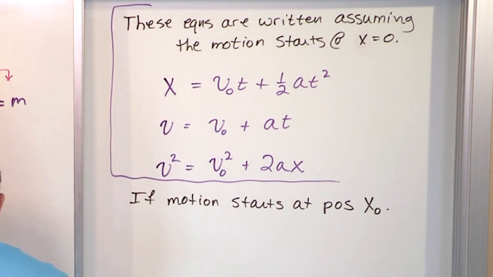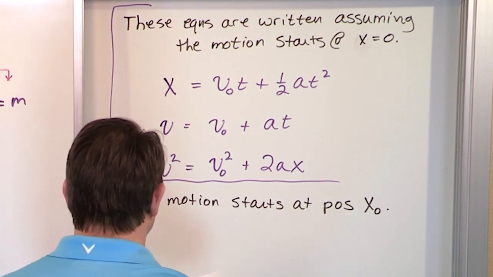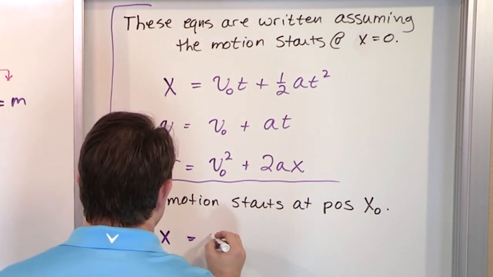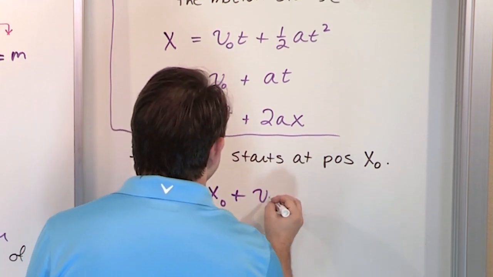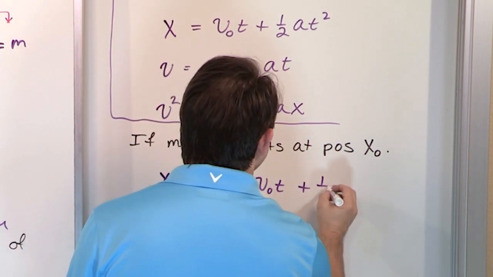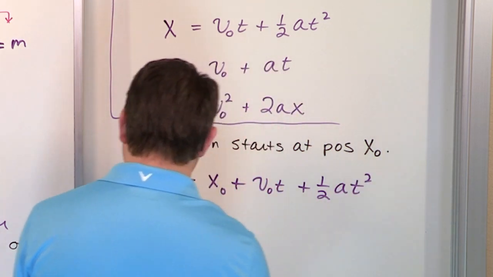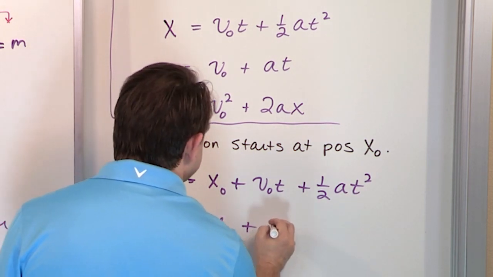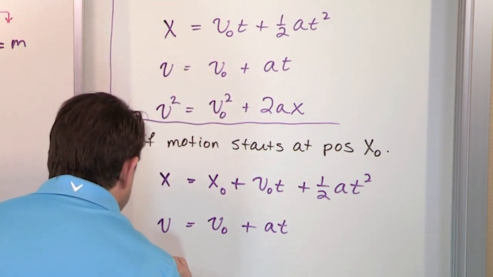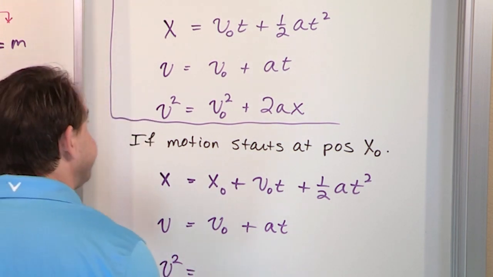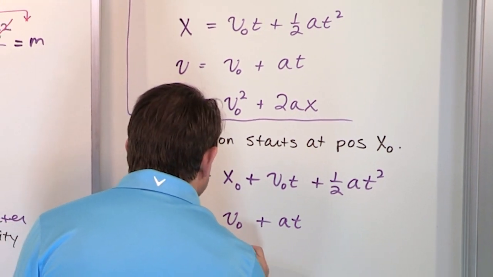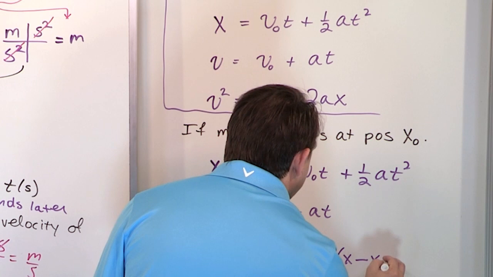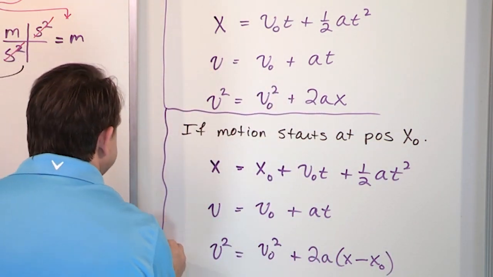Then a very, very slight change to these equations, which makes them more general, is going to be this. x is equal to x naught plus v naught t plus 1/2 a t squared. Let me get all these written down and we'll talk about them. v is equal to v naught plus a times t. v squared is equal to v naught squared plus 2a times (x minus x naught). So I'm going to circle these also.